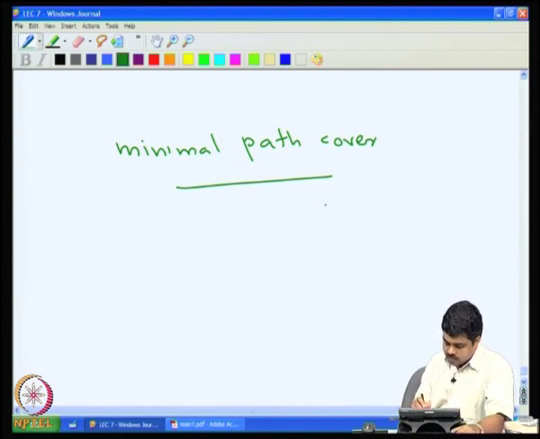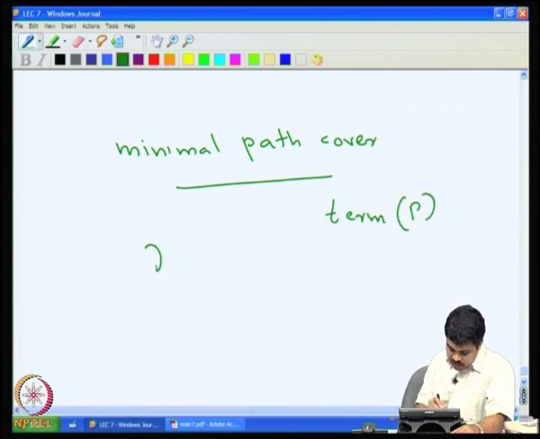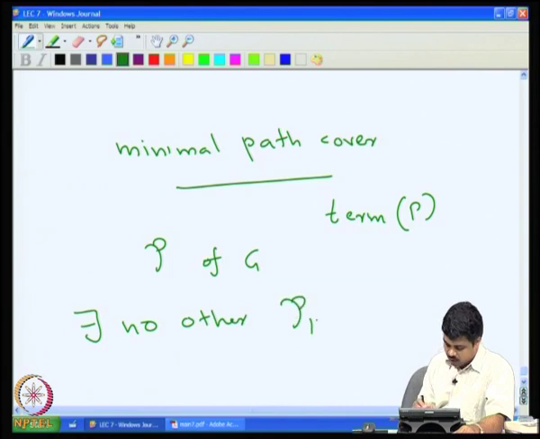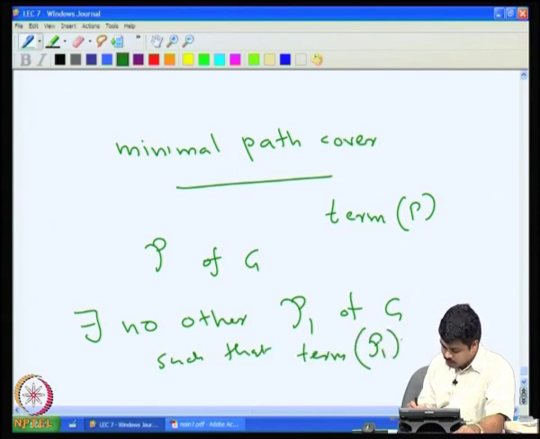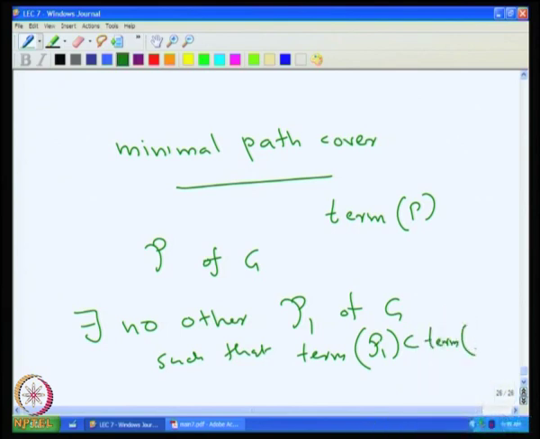So, we will define it with respect to the set term of P. P is a minimal path cover of this directed graph G if there exists no other path cover, say P1 of G, such that term of P1 is a proper subset of term of P. That means we cannot get another path cover in the graph such that its set of terminal vertices is a proper subset of the terminal vertices of this path cover.